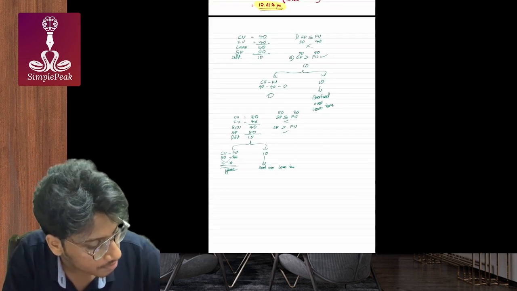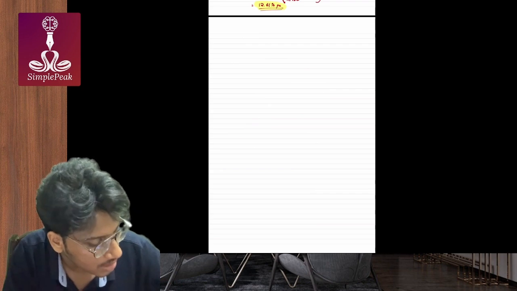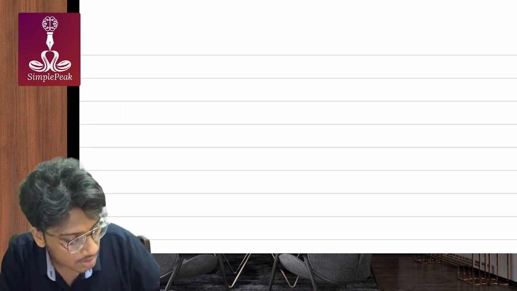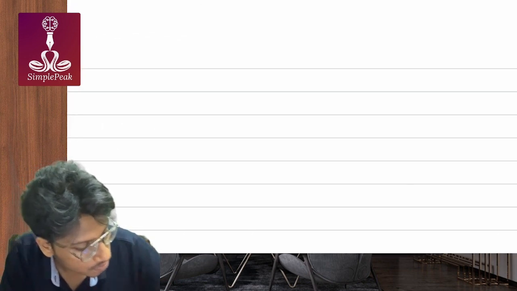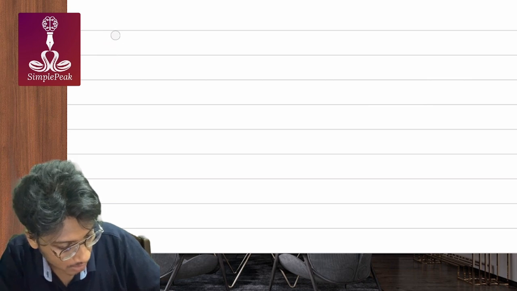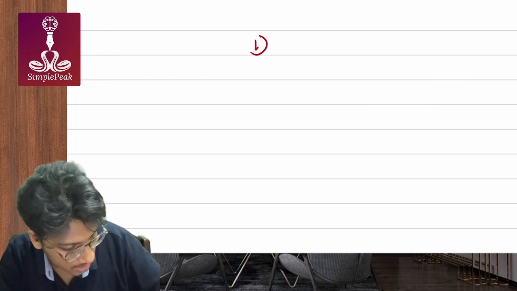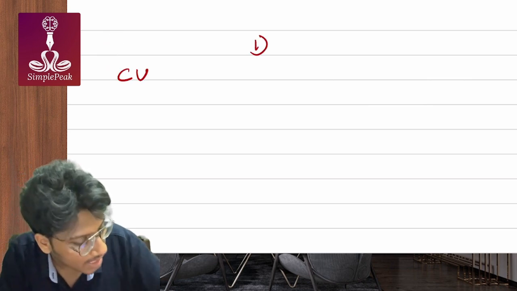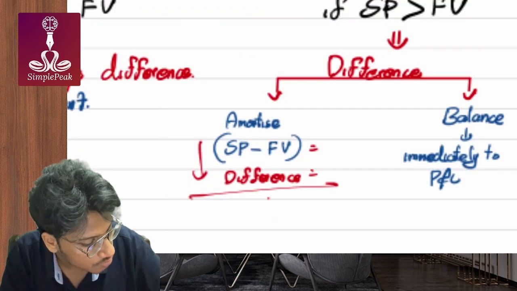Now let's do it with an illustration. Shall we? Yes, we shall. Let me rub this out and accordingly we'll solve it. So case number 1. I'll write it over here. What is the carrying value? The carrying value in our question is 40 lakhs.